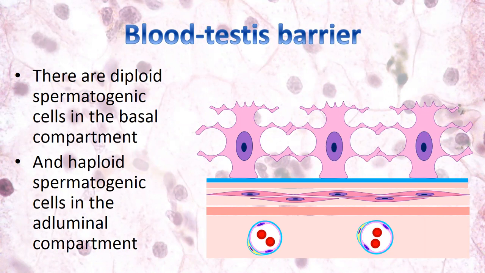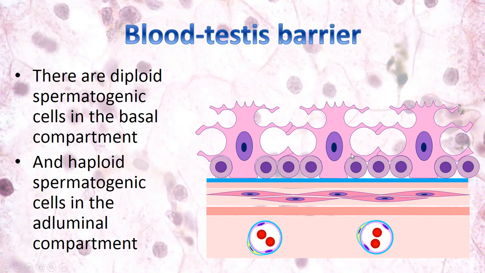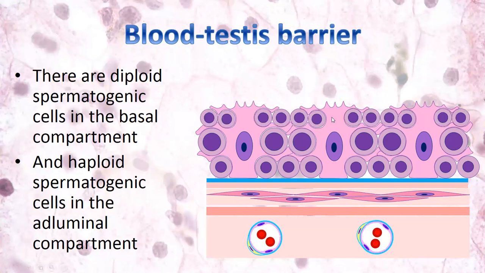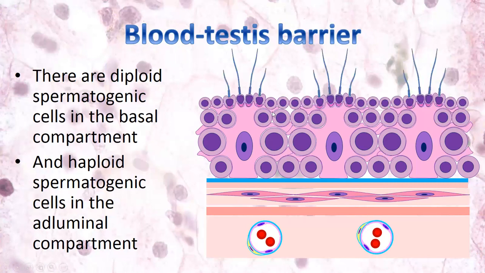barrier. There are diploid spermatogenic cells and haploid spermatogenic cells. You know that during spermatogenesis, spermatogenic cells become haploid from diploid. Diploid spermatogenic cells are located in the basal compartment. There are spermatogonia and primary spermatocytes. They are diploid. They have karyotype 2N. And haploid spermatogenic cells are located in the adluminal compartment. There are secondary spermatocytes and spermatids. They have a haploid set of chromosomes.